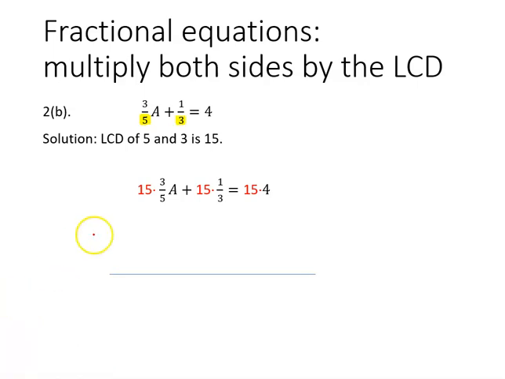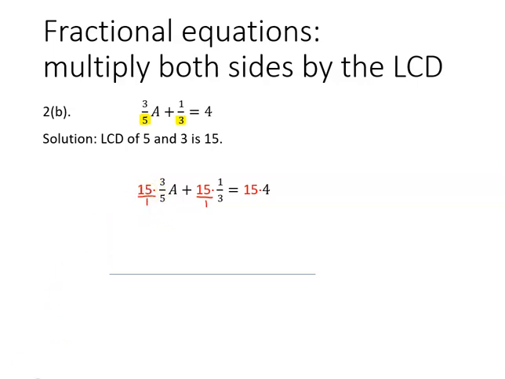And now we're going to multiply fractions. So 15 can be written as 15 over 1. And notice that on the right-hand side, I'm not going to put a 15 over 1 because 4 is a whole number. And we can just multiply 15 and 4 to get 60. Since we are going to multiply 15 with the fraction, and to help us see the numerator and denominator clearly, I'm going to put 1 underneath.